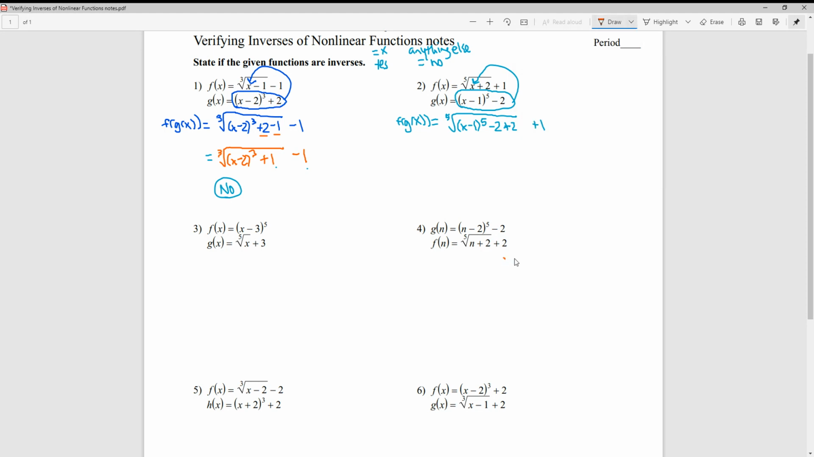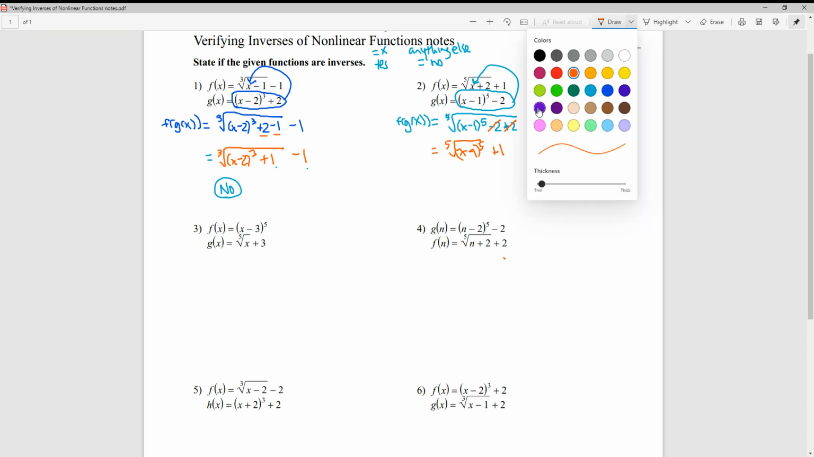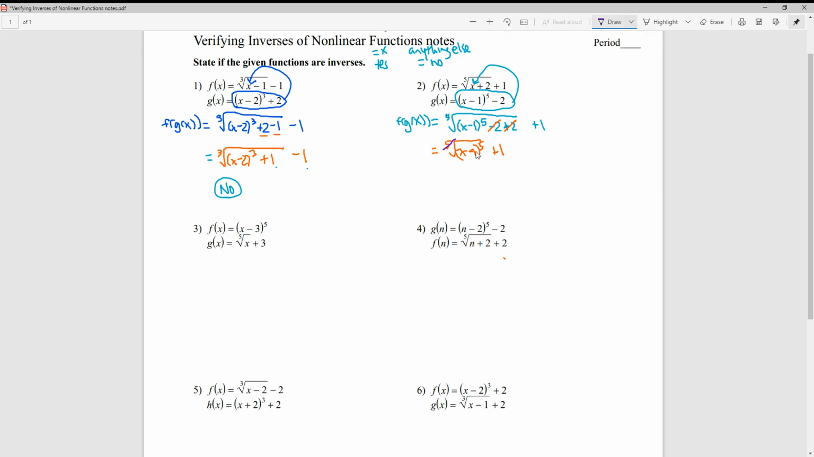Now let's simplify what we can. Well, I have a minus 2 and a plus 2 inside the root. So minus 2 and a positive 2 are opposites, so they cancel. What else can I cancel? Well, I have a fifth root and a fifth power. Everything inside the root has a fifth power on it. So I can cancel the fifth root and fifth power, which leaves me with just what was under the root, which is x minus 1. Don't need the parentheses anymore. And I still have that plus 1 at the end.